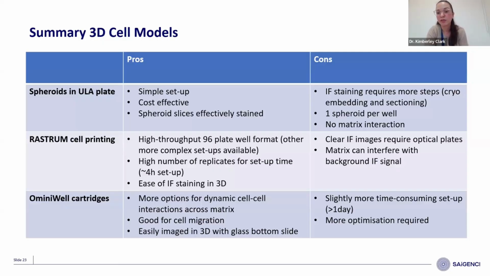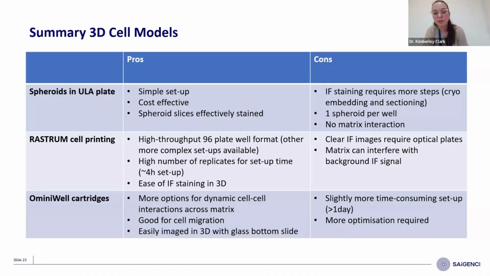Very simple setup, very cost effective, only needing the U-bottom plates. And once we could stain and section those, we were getting really high quality immunofluorescent images across the spheroid cross-section. However, this does require additional time to embed and section the spheroids. We are only getting one spheroid per well, and there's no matrix interaction. So you have to weigh those up against each other.